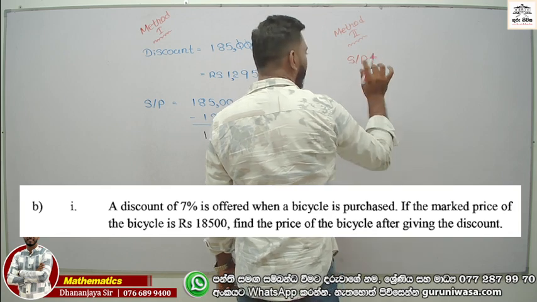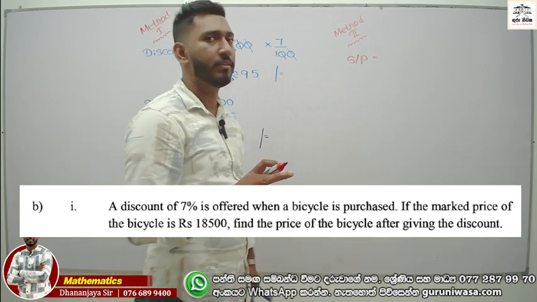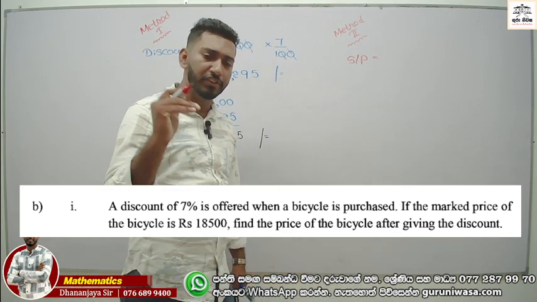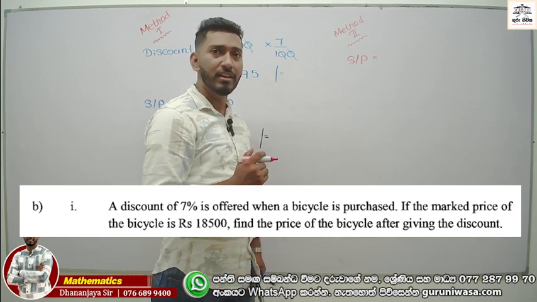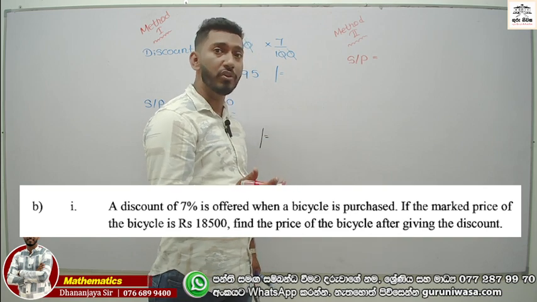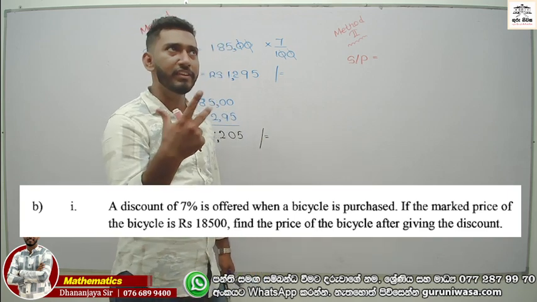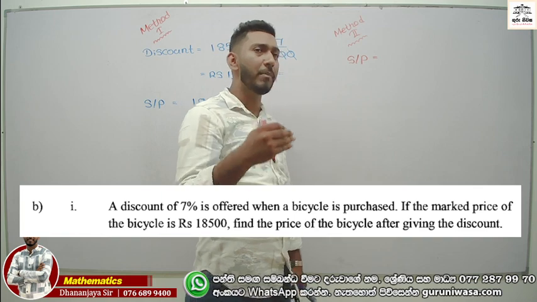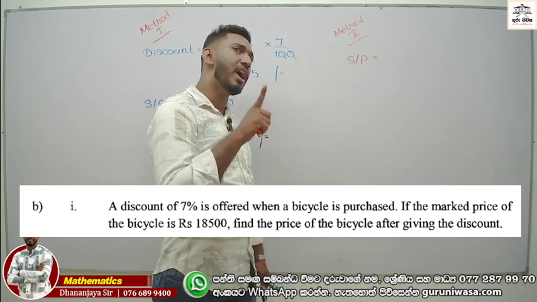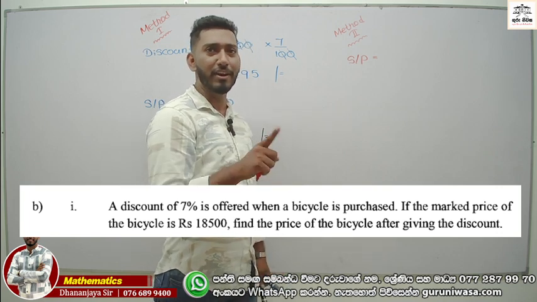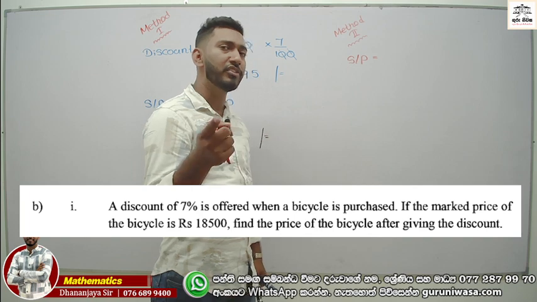Selling price. Now listen, think of the bicycle's mark price as 100. Now 7% is a discount. After giving the 7% discount, the selling price should be 93. 7% means 7 rupees for 100, therefore you need to subtract it from the 100.